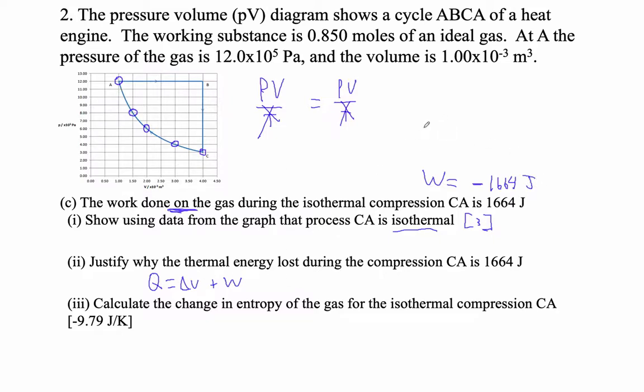Remember that the change in U for an isothermal process is 0. Why is it 0? Because the temperature doesn't change. U is 3/2 nRT, and if T doesn't change, U doesn't change. All right, so this is 0. And so you can just set up an equation there, make that 0. You can show that Q, the thermal energy lost, is that.